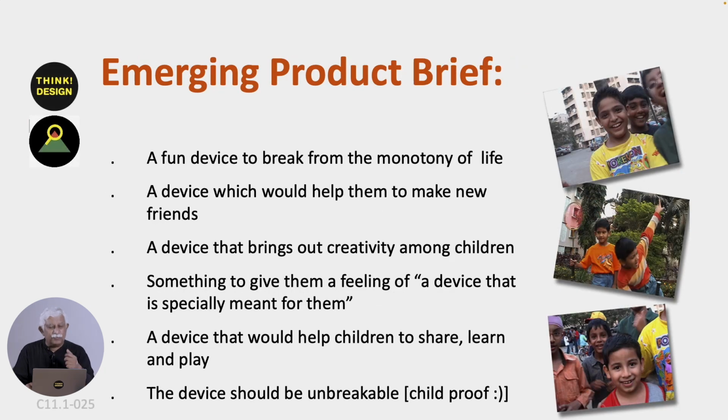Okay, so looking at all this, they came out with a new product brief. They said that we need to devise something which is fun, okay, which breaks from the monotony of life, a device which could help them make new friends, a device that brings out the creativity among children, something to give them a feeling of a device that is specially meant for children, okay, a device that could help children share, learn and play, a device that should be unbreakable, in the sense that it should be child-proof. Okay, so that was the emerging brief for the product.